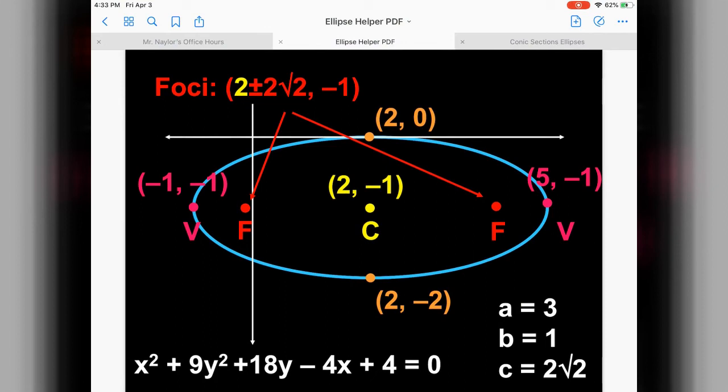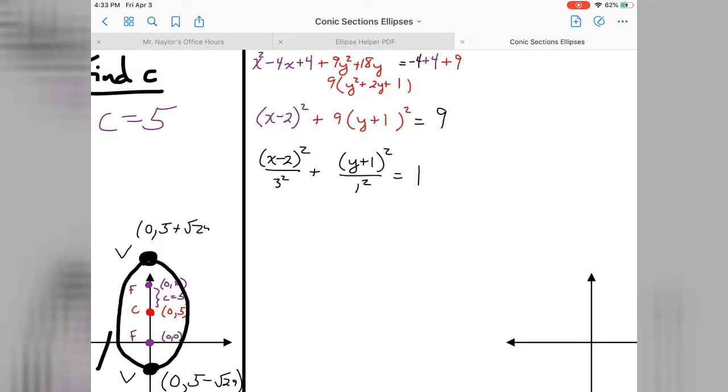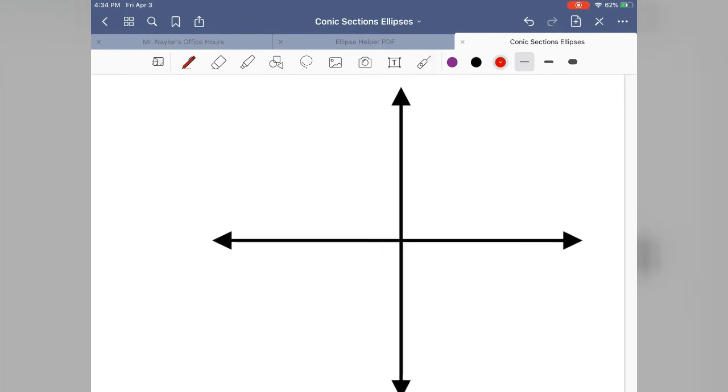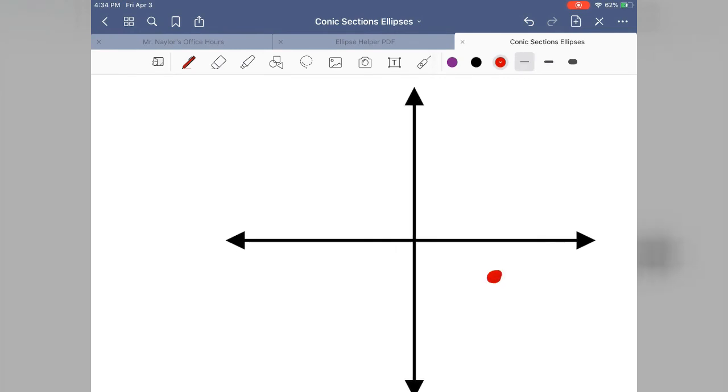All right, how did you do? The one thing that sometimes students need to see is that this center is not at 0, 0, so it makes it a little trickier, but since your center is at 2, -1, you're going to have to make all of your adjustments off of those x and y values. For example, since your c value comes out to be 2√2, you would have to add 2√2 to come up with the value of this foci.